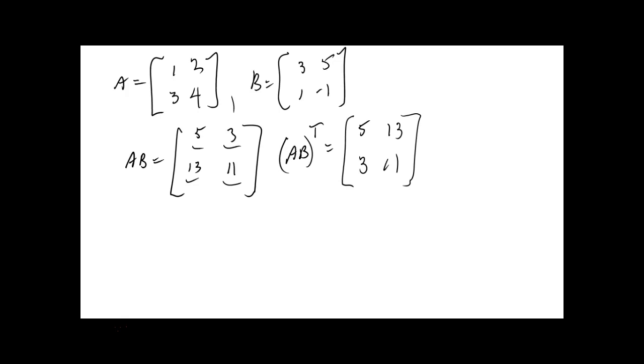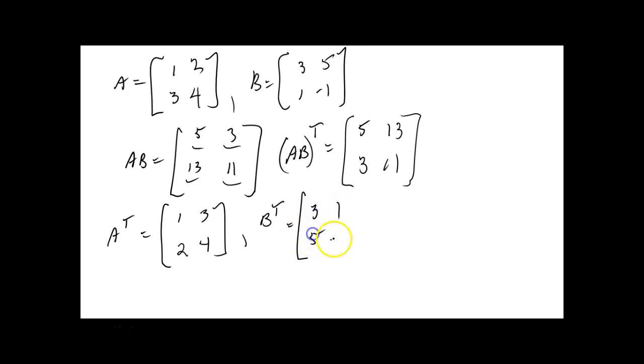Now, another thing they wanted us to do was multiply A transpose by B transpose. So what in the world is A transpose? You tell me. 1, 3, 2, 4. And what is B transpose? We're exchanging rows and columns. That's what a transpose is. Say again. 3, 1, 5, negative 1.